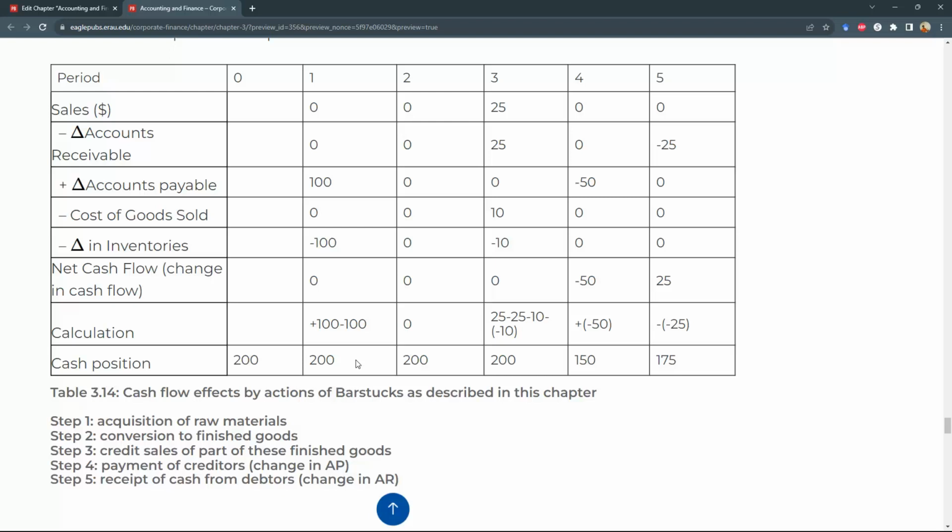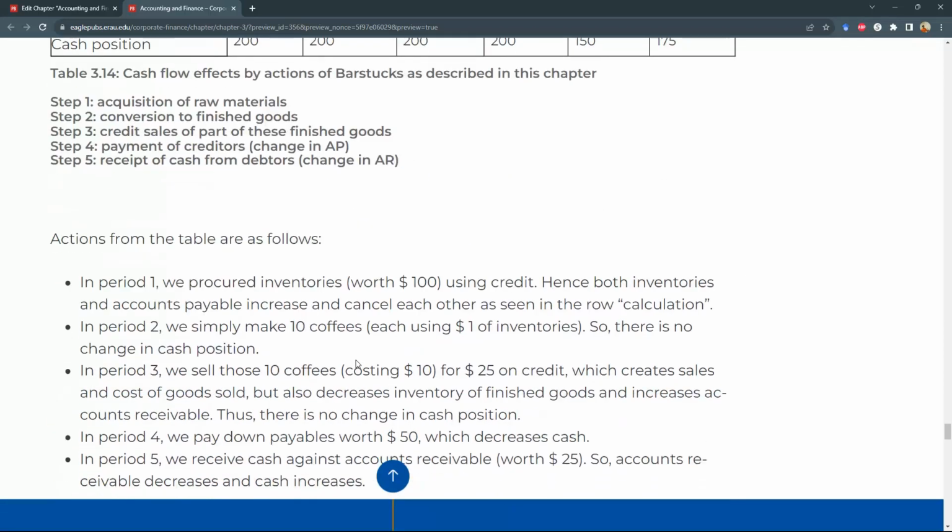Welcome. This is an illustration of cash flows in various stages of procurement and production, as well as receipt of accounts receivable. So just to start off with the idea, here is what happened.